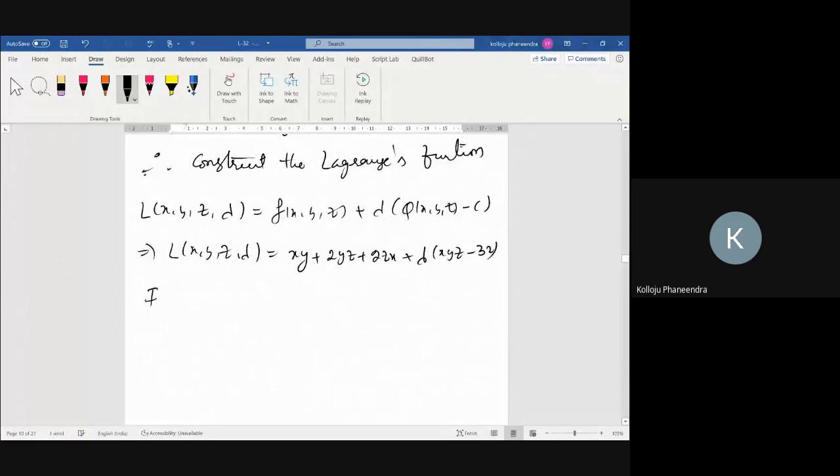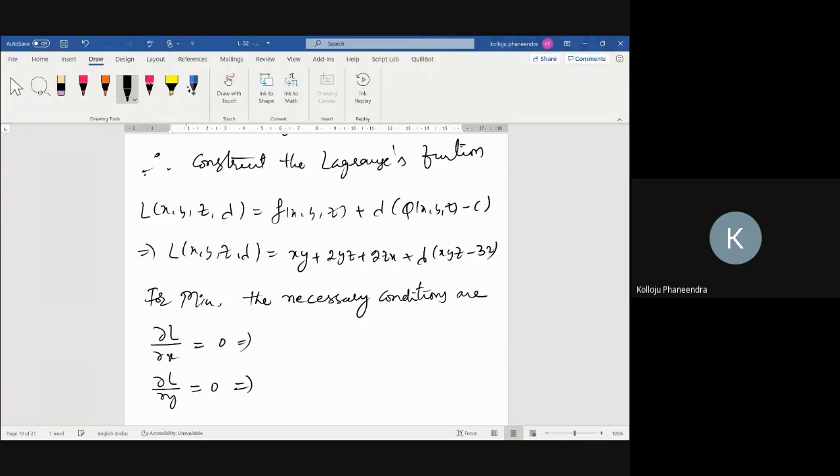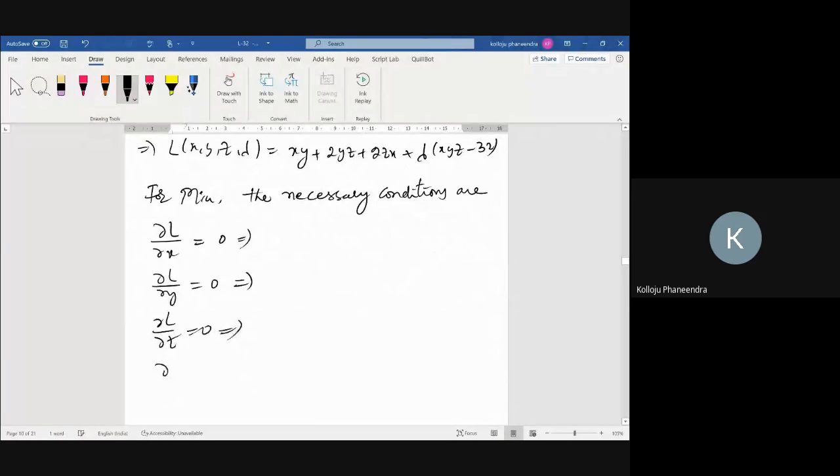Now, for minimum, the necessary conditions are the partial derivatives of L with respect to the unknowns. That means dou L by dou x equals 0, dou L by dou y equals 0, dou L by dou z equals 0, and lastly with respect to the multiplier lambda also 0. First, dou L by dou x: y plus 2z plus what you will get?